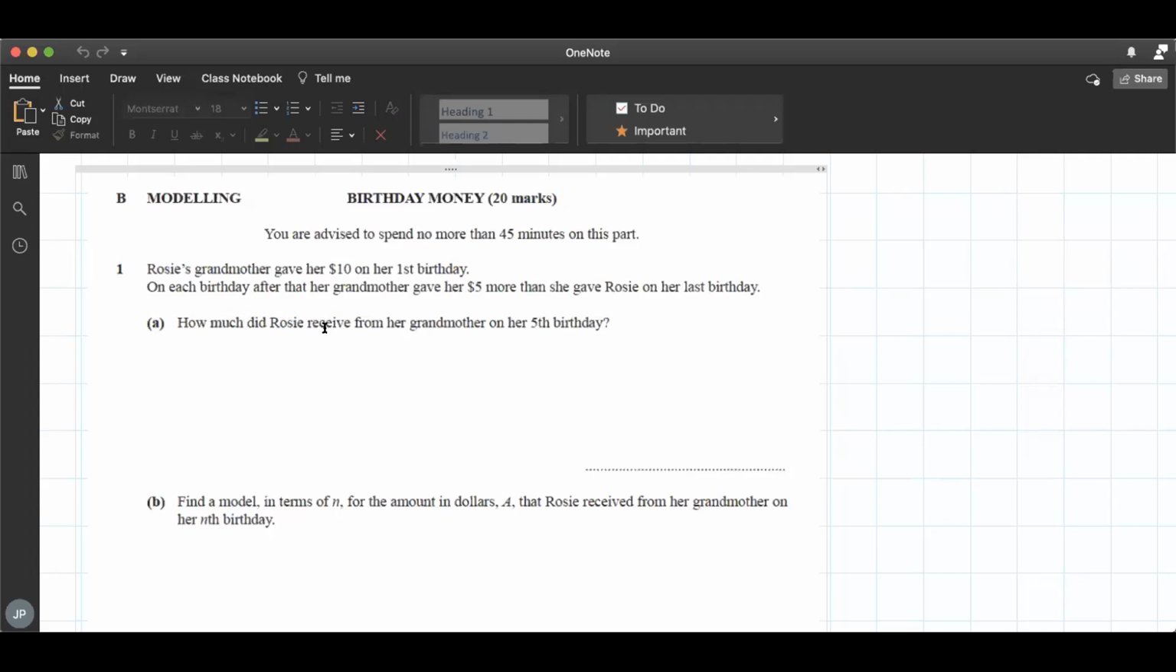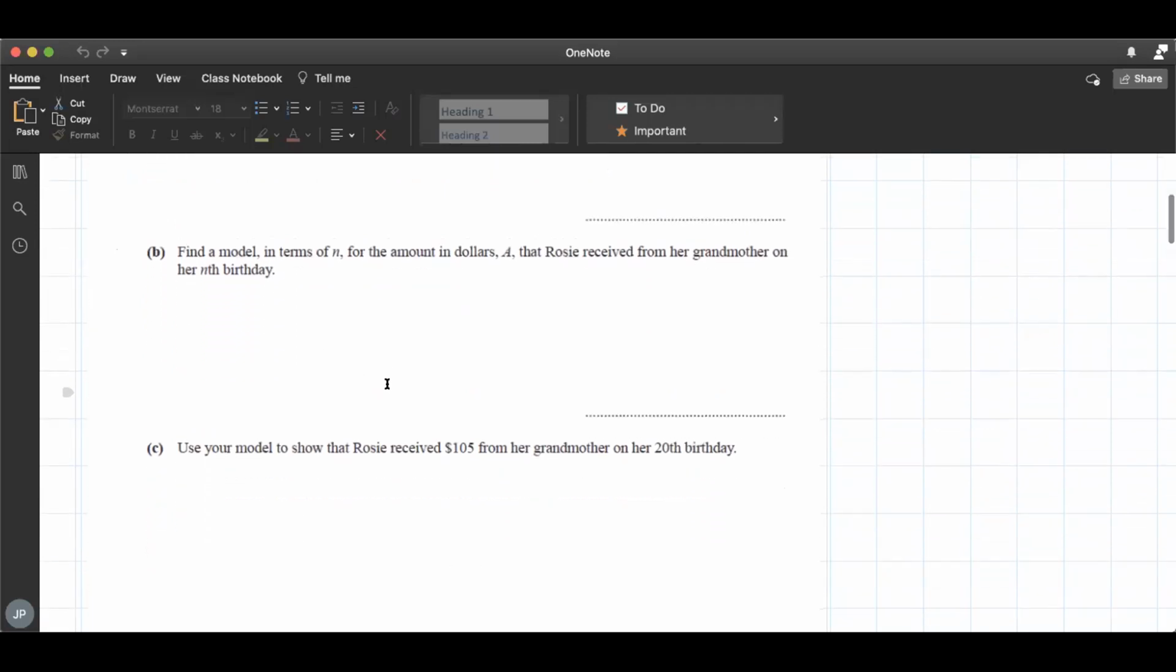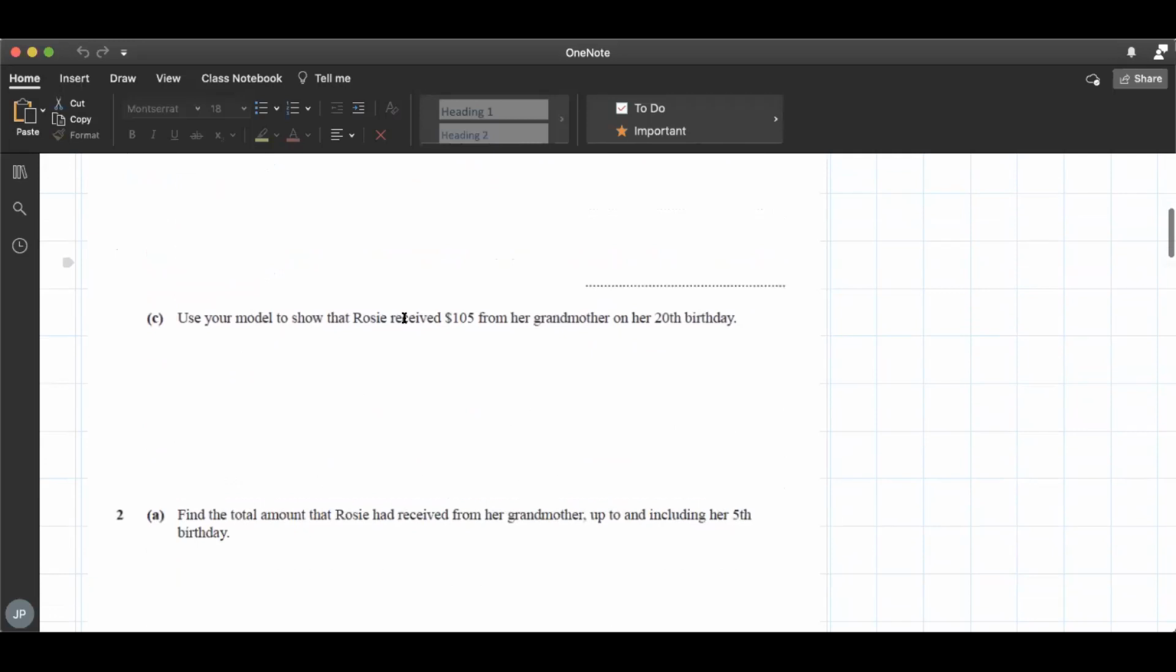How much did Rosie receive from her grandmother on her 5th birthday? You have to find the 5th term, and then it says write a model, which you can do using your knowledge of arithmetic progressions. Then use your model again to calculate what happens.